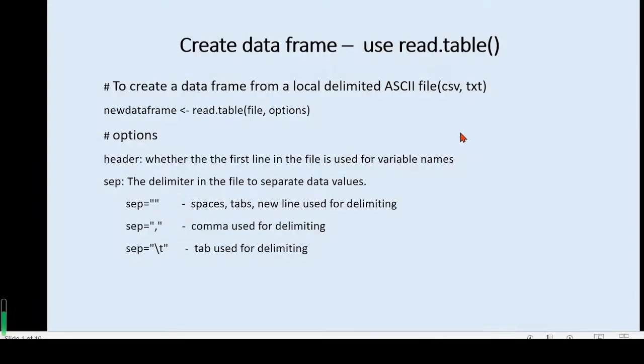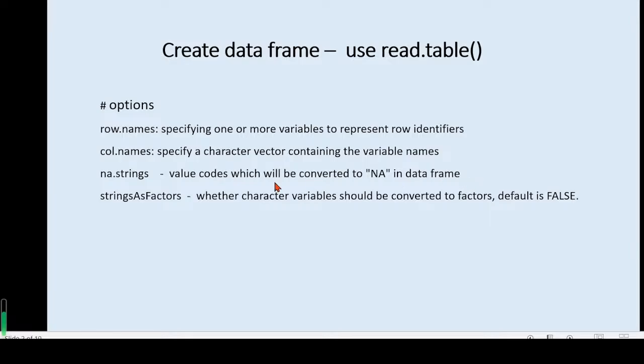So we can create a data frame using the function read.table to read a CSV file or TXT file from the working directory. The format is read.table, file, and some options. For example, we can set the sep option using comma, tab, or space. We can also set row names and column names for the variable names, and the na.strings if some values in the original file are not available. We can transform them into NA. And stringsAsFactors specifies whether the character variables are converted into factors or not.